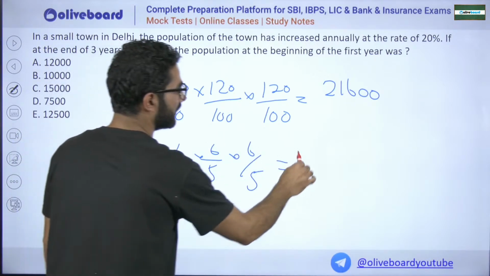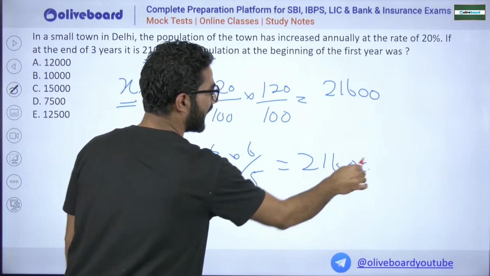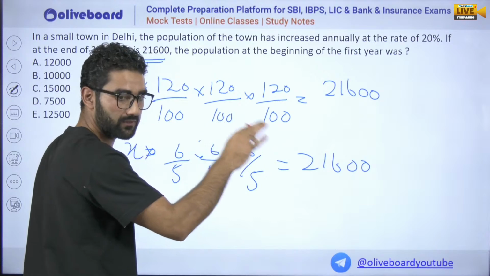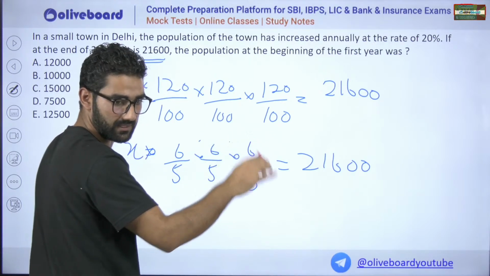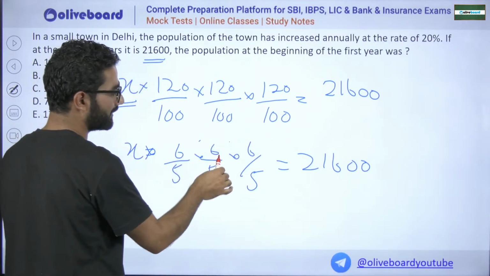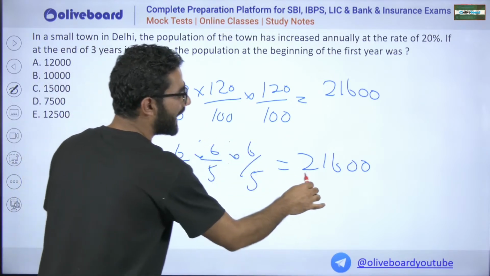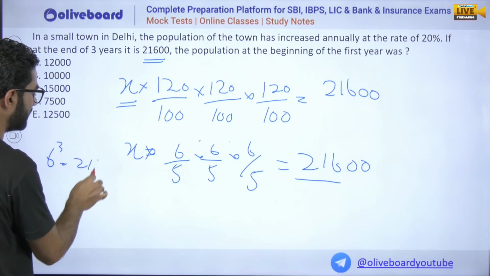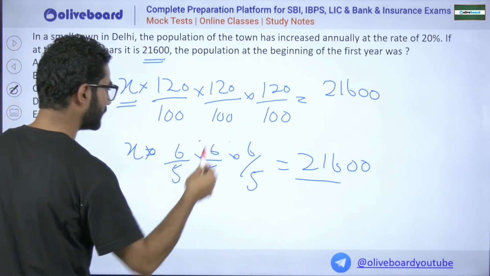If you see that we have 6 multiplied by 6 multiplied by 6, that will be 6 cube. That is nothing but 216. That's why I'm asking you to solve this.